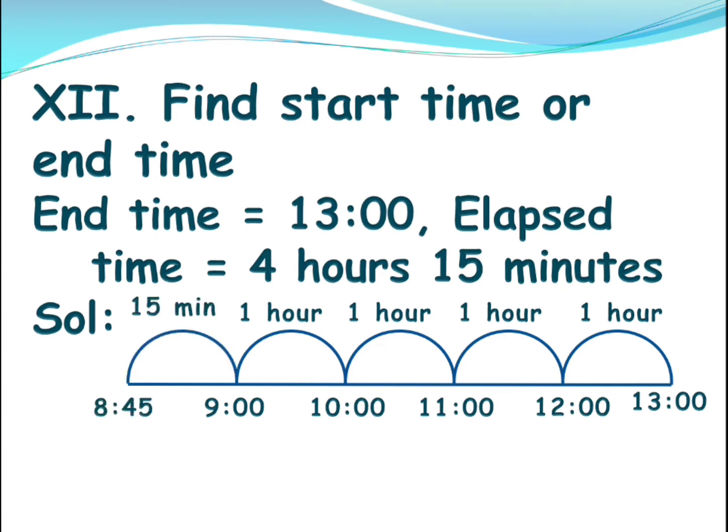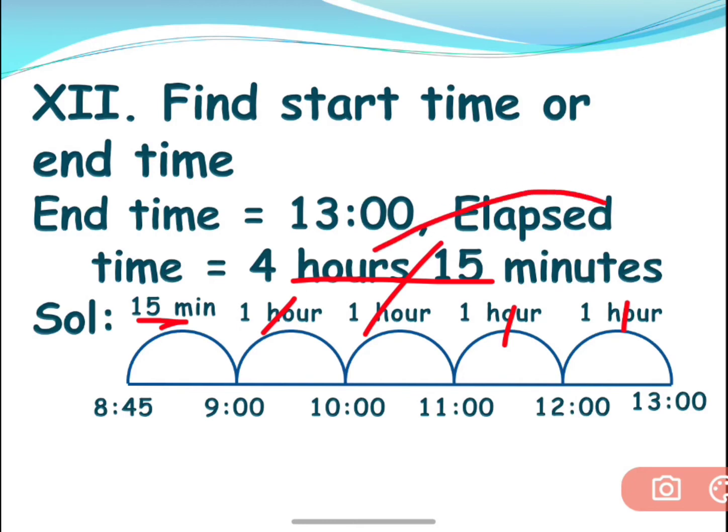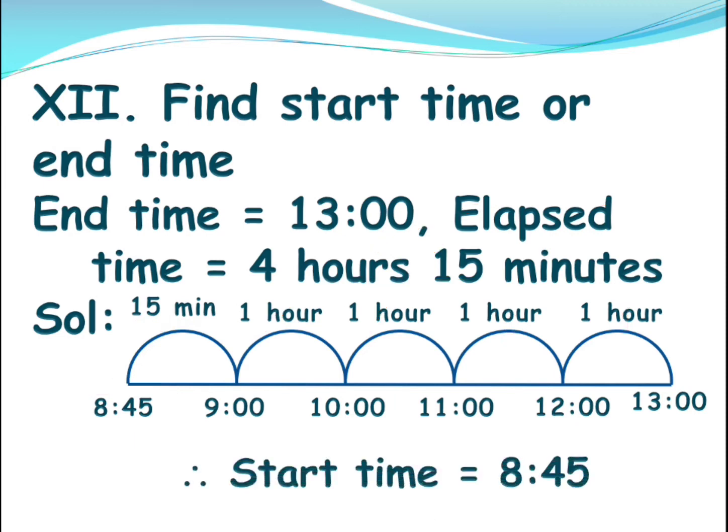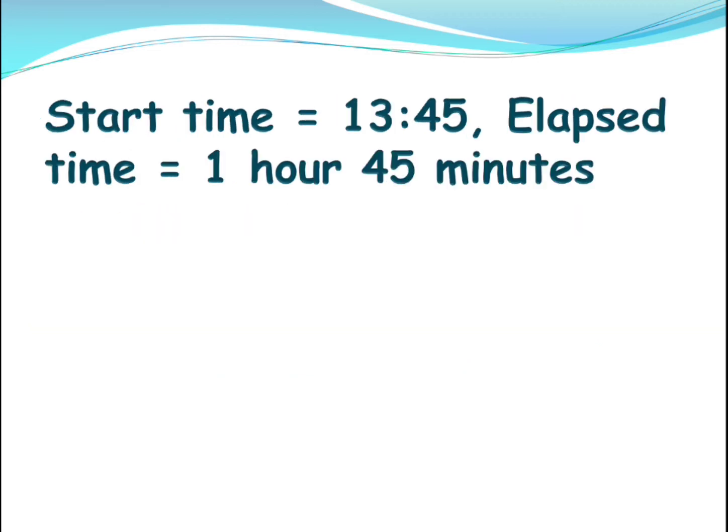Now see, 4 hours, 1, 2, 3, 4, 4 hours 15 minutes. The elapsed time we finished, and we reached the time at 8:45. So that start time is 8:45. Okay, children, so in this way, you need to find the start time when end time and elapsed time are given. Now, let's find out end time when elapsed time and start time are given.